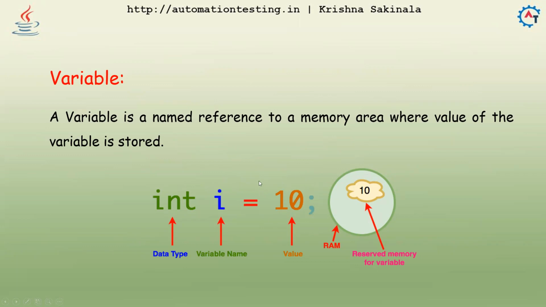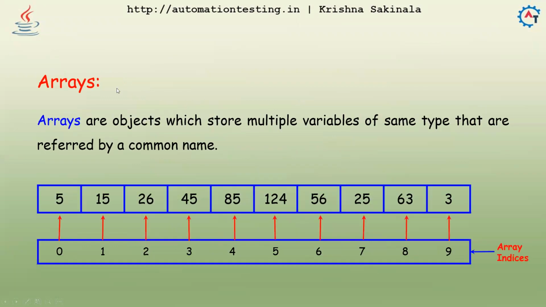But here it will store only one value, right? Only 10 can be stored. If I want to store more than one value, variables will not be useful for that purpose. A variable can hold only one value. So if you want to store or hold more than one value, what will you do? You will depend upon arrays. Arrays are objects which store multiple variables of the same type that are referred to by a common name.